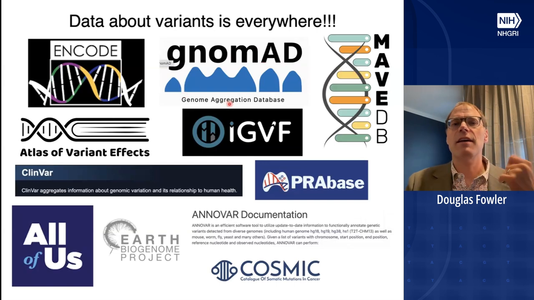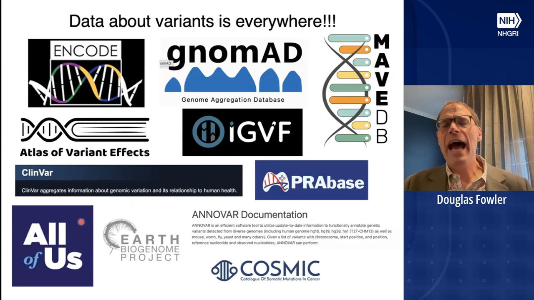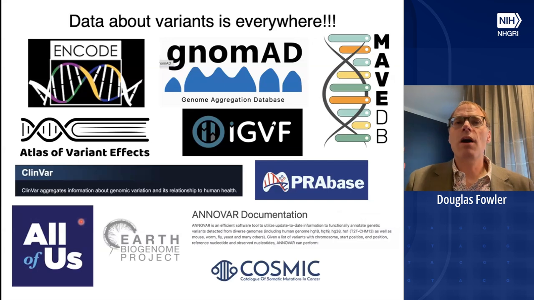There are projects like the NHGRI's Impact of Genomic Variation on Function Consortium that are trying to measure variant effects and predict variant effects at scale. There are biobanks like All of Us. We'll talk about that later. There's variant data everywhere. So how can it be that we're in this circumstance where we aren't able to interpret most variants that we find in the clinic?